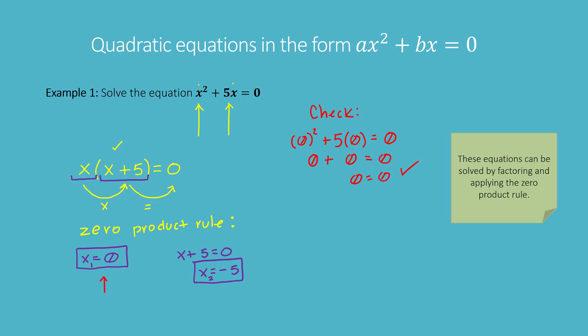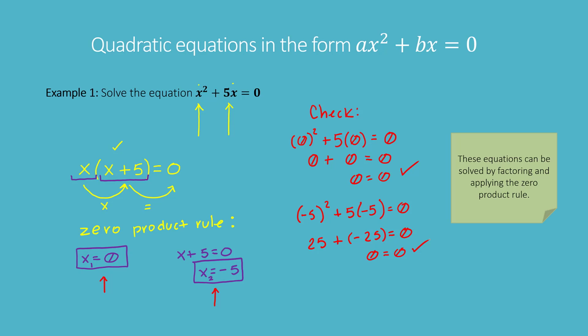Now let's check our second solution, minus 5. Minus 5 squared plus 5 times minus 5 equals 0. Now let's solve the squares. The square of minus 5 is 25, plus 5 times minus 5 is minus 25. Now 25 minus 25 is 0. And since 0 is 0, our solution is correct.